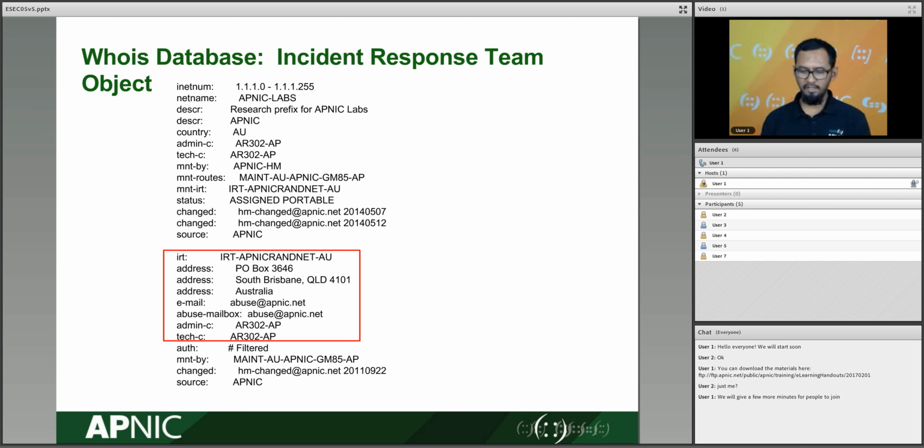And I'm sure you have seen a similar database, which is the domain name database, right? So for domain names, there's a separate Whois database. And that information in that database can also be useful when you need to reach out to somebody about a security incident.